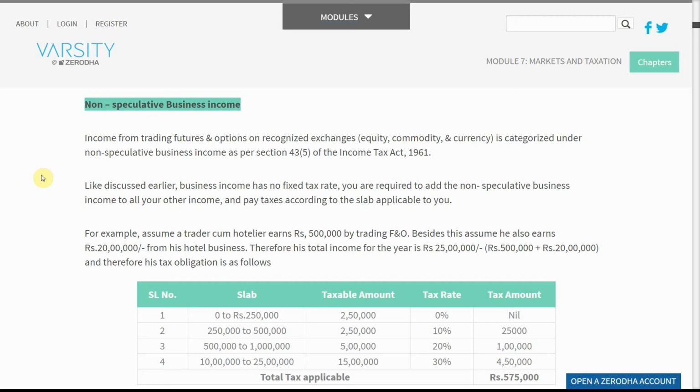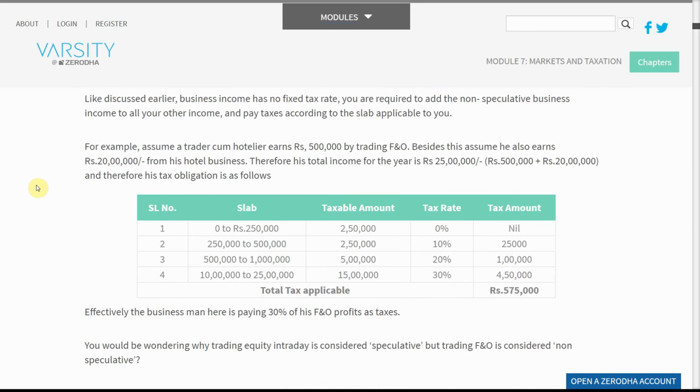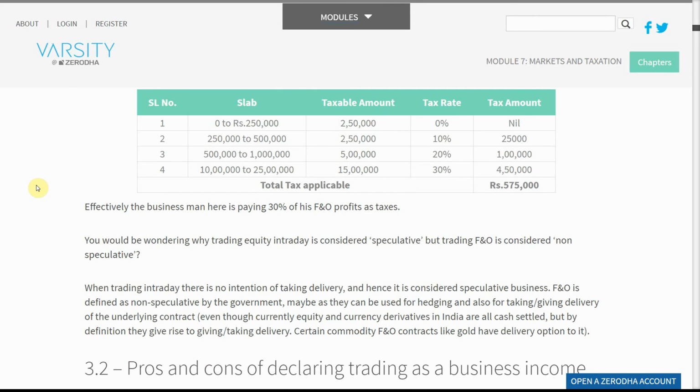For example, assume a trader cum hotelier earns Rs. 500,000 by trading F&O. Besides this, assume he also earns 20 lakh rupees from his hotel business. Therefore his total income for the year is 25 lakh rupees, 500,000 rupees plus 20 lakh rupees, and therefore his tax obligation is as follows. Slab: 0 to 250,000 rupees, taxable amount 250,000, tax rate 0%, nil.